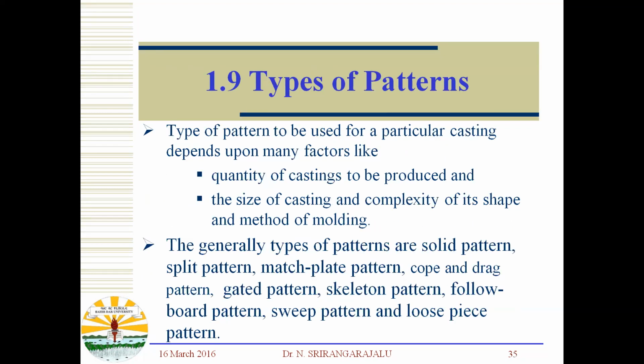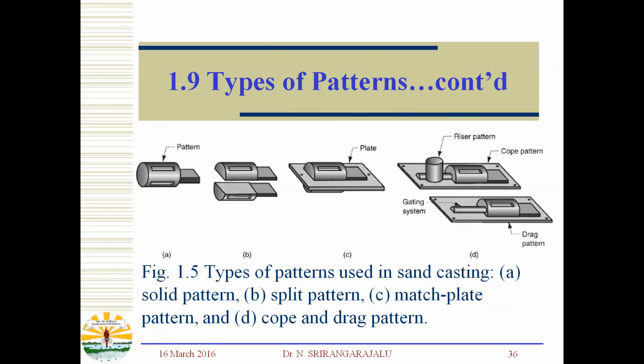Next, types of patterns. The type of pattern to be used for a particular casting depends upon many factors like the quantity of castings to be produced, the size of the casting, the complexity of its shape, and the method of molding. The general types of patterns are solid pattern, split pattern, match plate pattern, cope and drag pattern, gated pattern, skeleton pattern, follow board pattern, sweep pattern, and loose piece pattern, and so on. So these are the types of patterns.